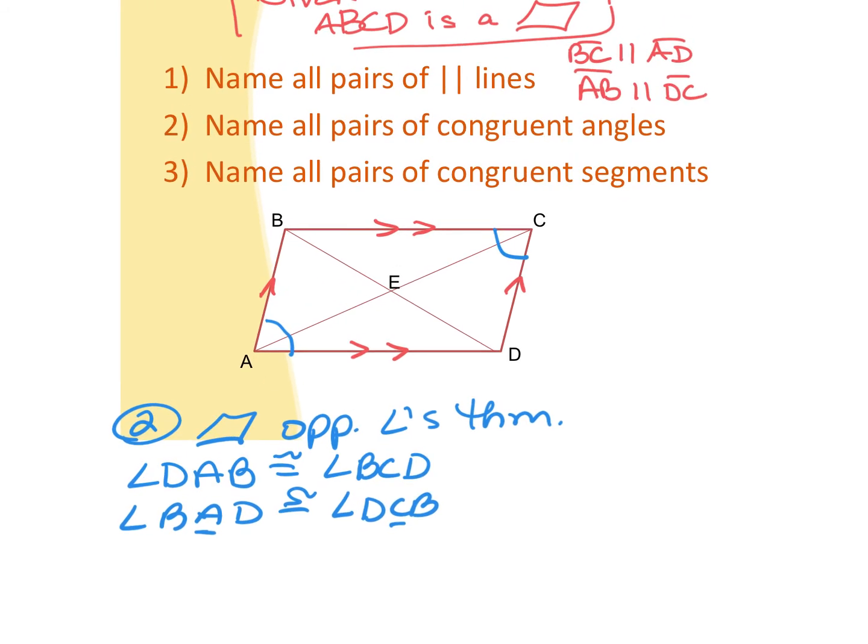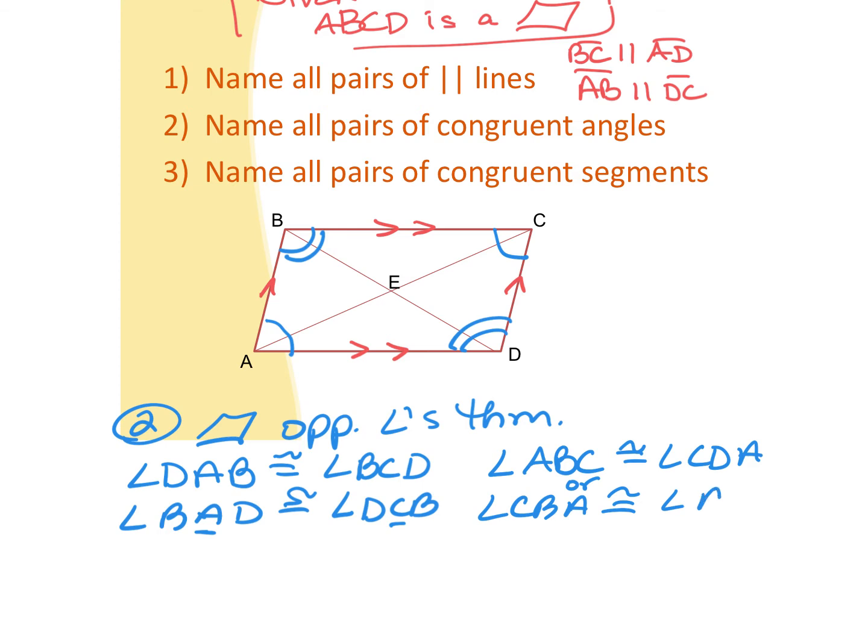Okay, then the other pair would be this one, congruent to this one. So I could name that one as ABC is congruent to angle CDA. Or I could also say it in reverse. I could also say CBA congruent to angle ADC. Now that was what we just learned.